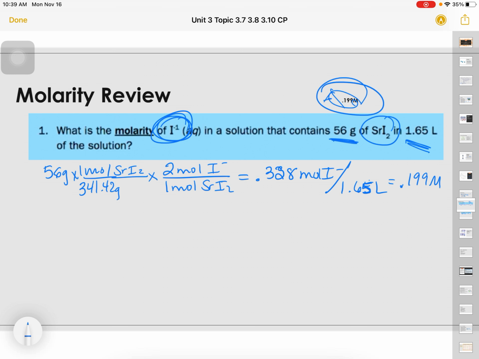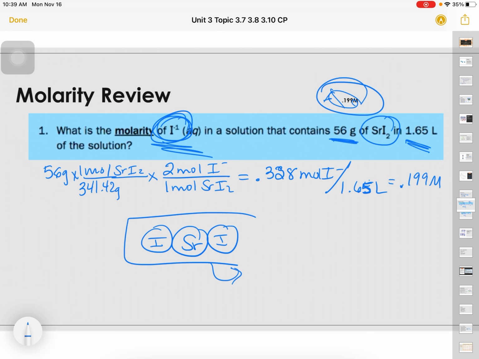The other way you could have done this is just gotten the molarity of the strontium iodide and then doubled it, because there's twice as many iodines for every 1 unit of strontium iodide. So be careful with questions like this. If they're asking you for the concentration of one of the ions, count how many of the ions are in that solution. Because every time I have strontium iodide go into water and separate, 1 unit of SrI2 dissociates into 1 strontium and 2 iodines. So there's twice as many iodines present.